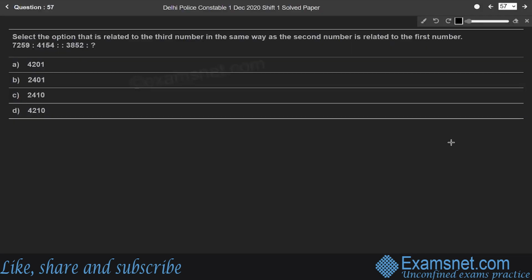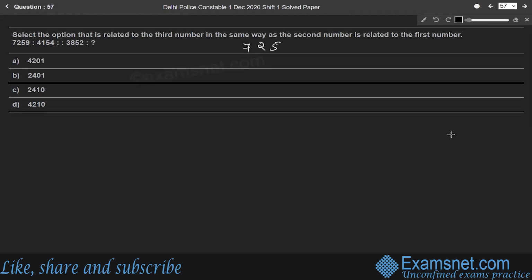Question 57. Select the option that is related to the third number in the same way as the second number is related to the first number. 7259 is coded as 4154. Here, multiply the first and second digit, that is 7 and 2. 7 into 2 is 14. So 72 is coded as 41. We have to reverse the product: instead of 1 4, we write 4 1.